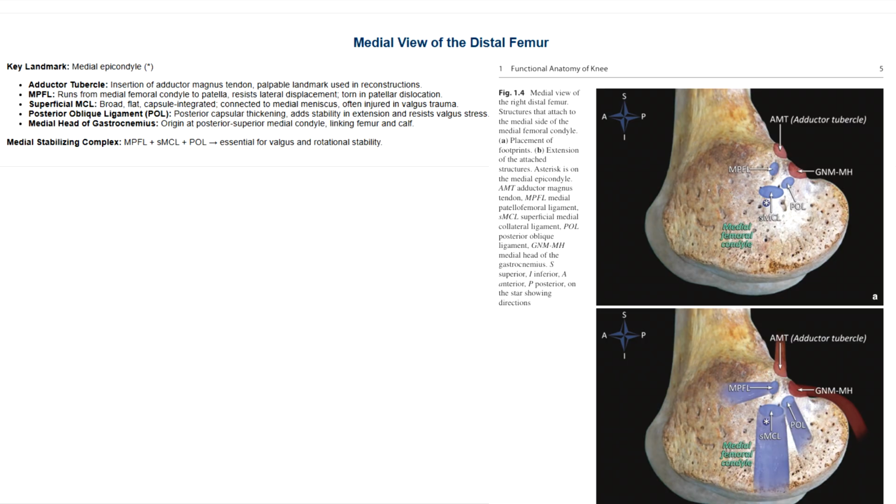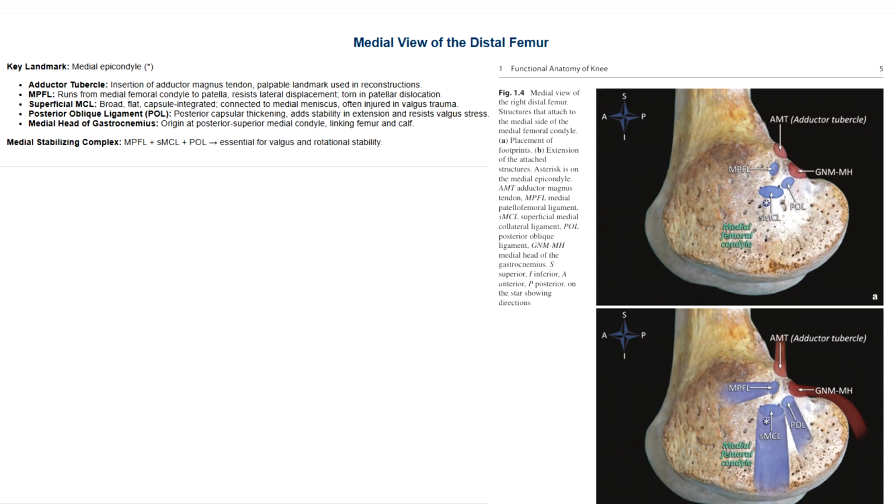The superficial medial collateral ligament, or sMCL, is perhaps the star of this region. It is a broad, flat ligament extending from the medial epicondyle down to the tibia. Unlike the cord-like LCL, the MCL merges with the joint capsule and even has connections to the medial meniscus. This explains why valgus injuries, such as a football tackle hitting the lateral side of the knee, often produce combined MCL and medial meniscus damage.